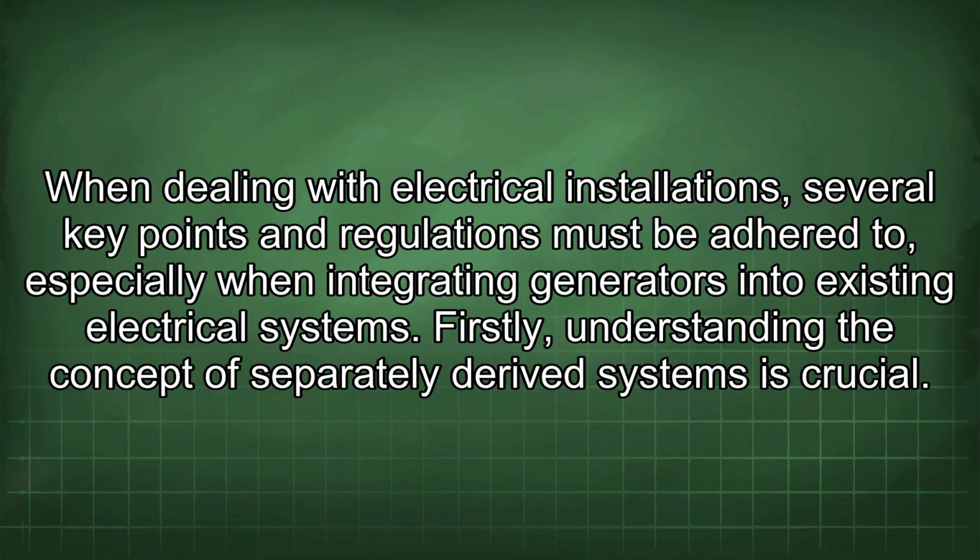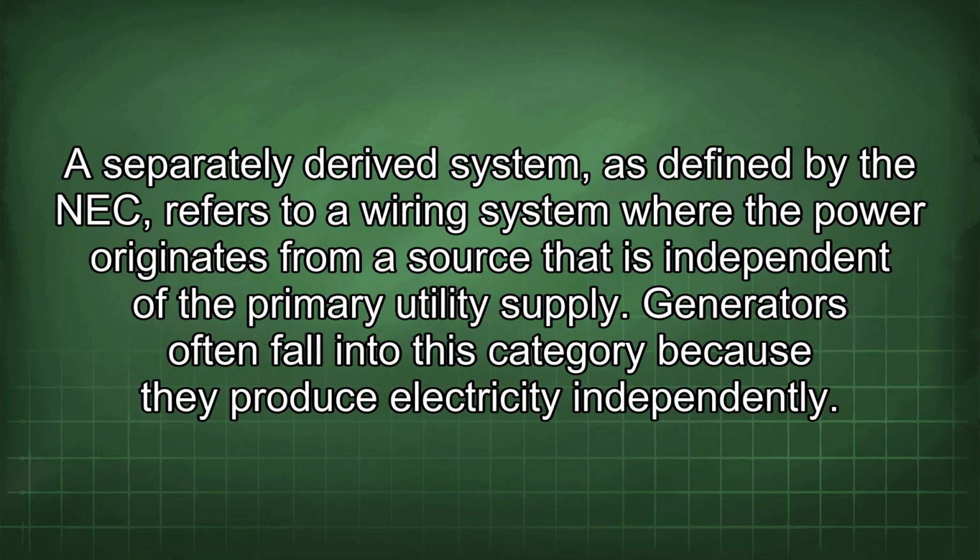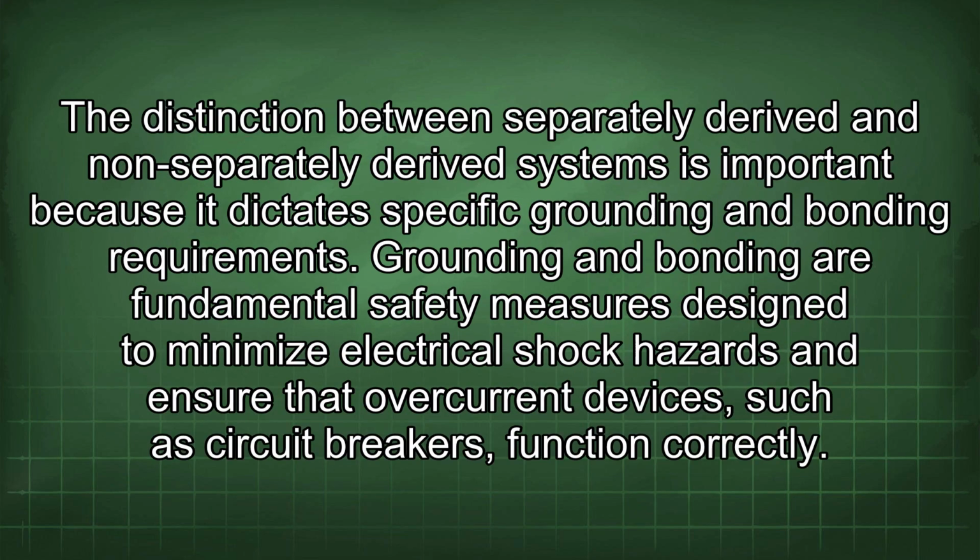hazards. When dealing with electrical installations, several key points and regulations must be adhered to, especially when integrating generators into existing electrical systems. Firstly, understanding the concept of separately derived systems is crucial. A separately derived system, as defined by the NEC, refers to a wiring system where the power originates from a source that is independent of the primary utility supply. Generators often fall into this category because they produce electricity independently. The distinction between separately derived and non-separately derived systems is important because it dictates specific grounding and bonding requirements.